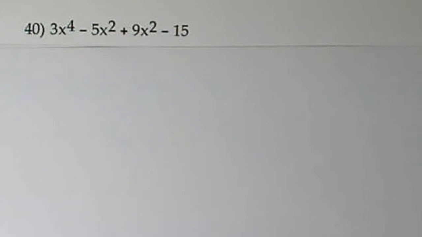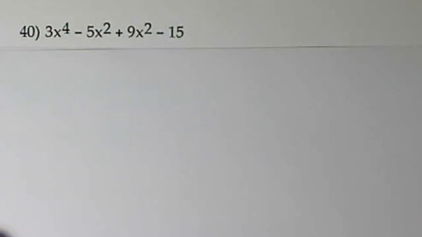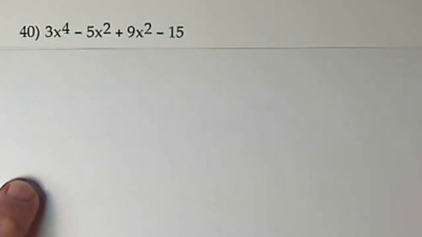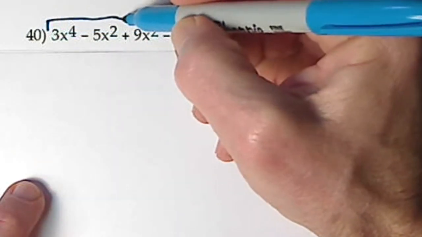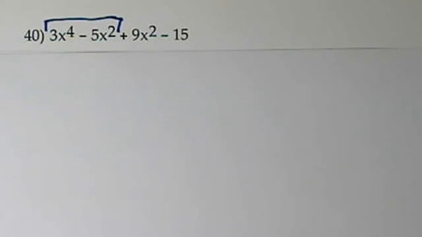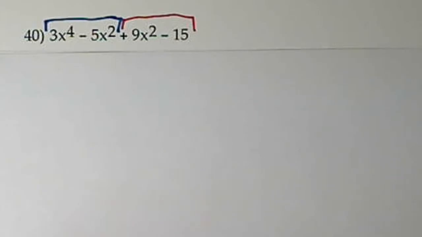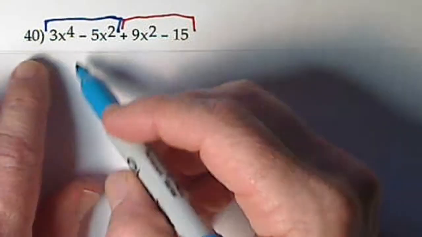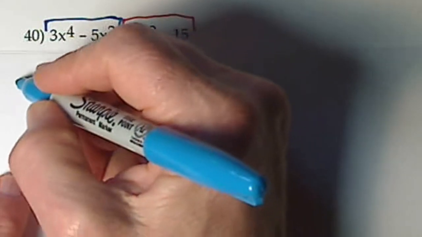Alright, so let's get started on number 40. They've asked us to factor by grouping. You could also use the box method. I'm just going to use factor by grouping. So grouping, you group together the first two terms. Alright, and then you group together the second two. And you look at the first two and see what's the GCF. So I can get an x squared out of there.